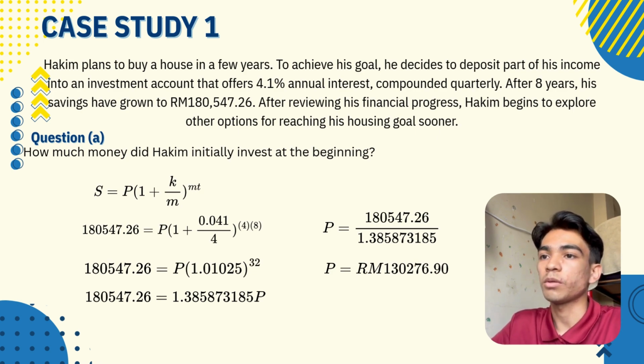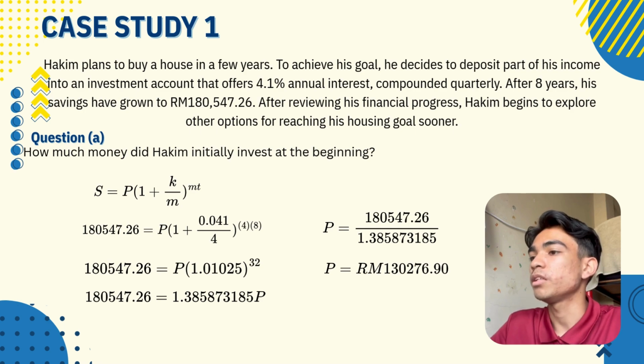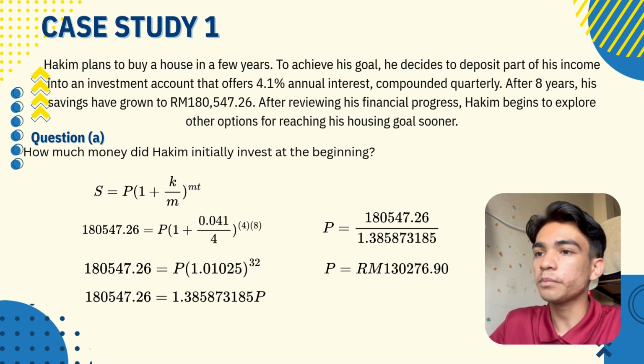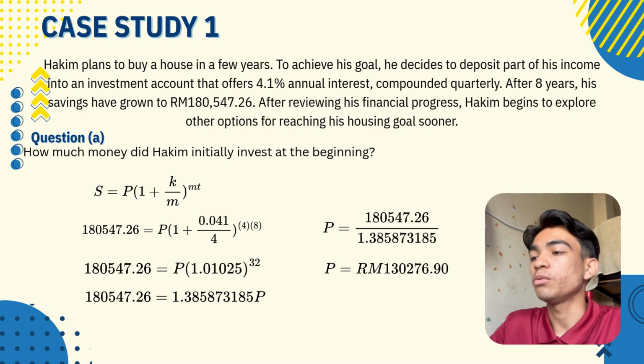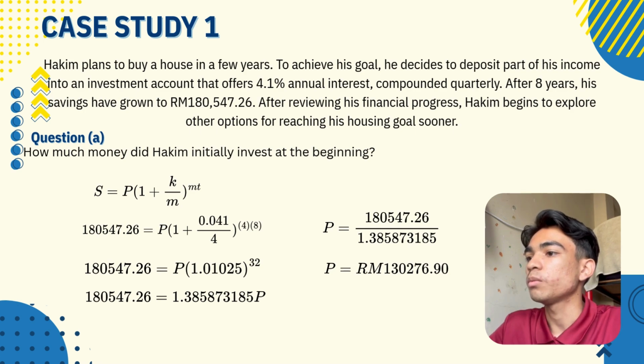So first we use the compound interest formula, which is S equals P(1 + k/m)^(mt). We have all the information, and then we just put the values in the formula. 180,547.26 equals P(1 + 0.041/4)^(8 × 4), and then we got the value of P, which is 130,276.90 ringgit.